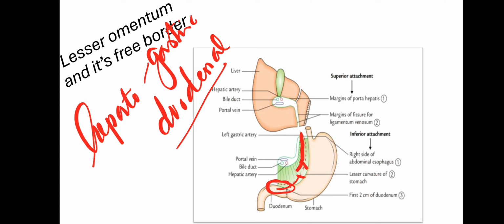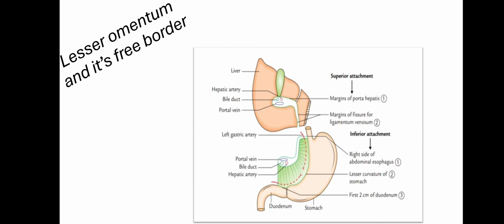And in the free border of the lesser omentum, we have three structures. As we saw before, we have the hepatic artery, and the bile duct to the right, and the portal vein behind these two structures. So these are the contents of the lesser omentum and the free border of the lesser omentum.